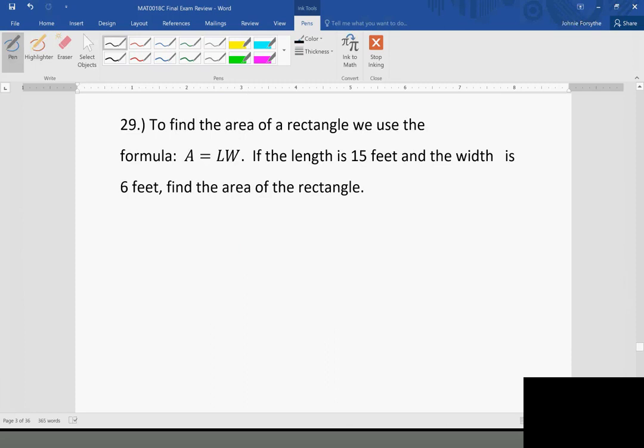Okay, 29. Find the area of a rectangle. To find the area of a rectangle, we use the formula A equals length times width. If the length is 15 feet, so L equals 15 feet and the width equals 6 feet, so W equals 6 feet, find the area of the rectangle.